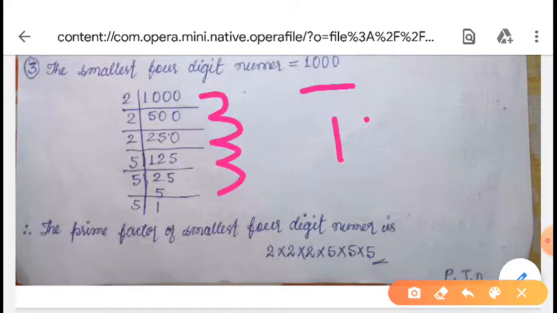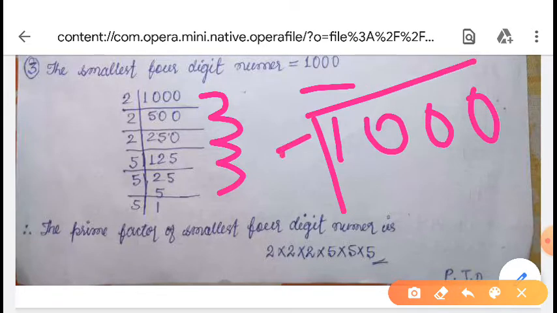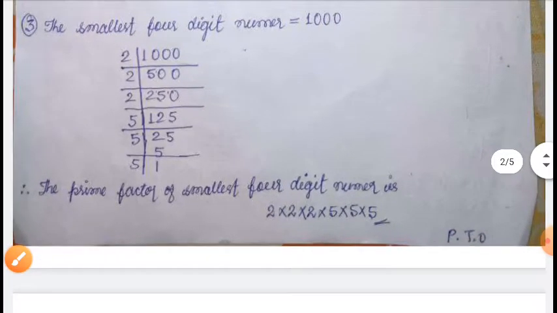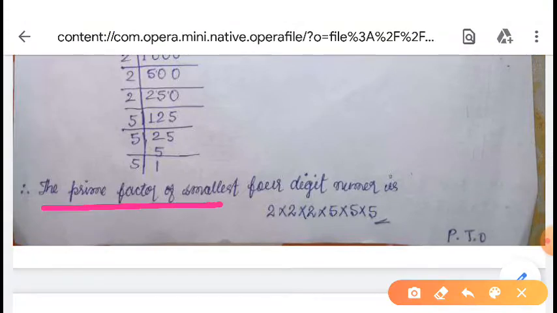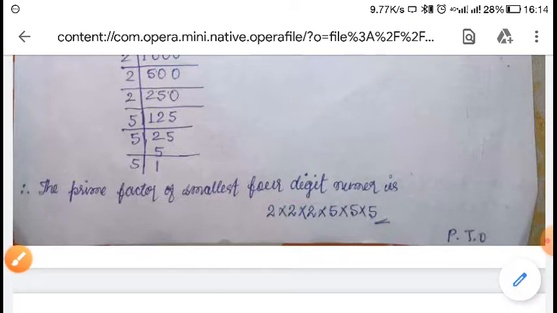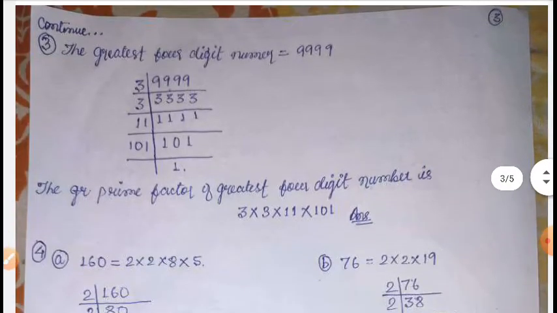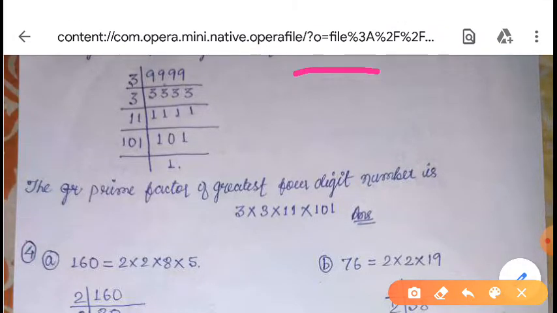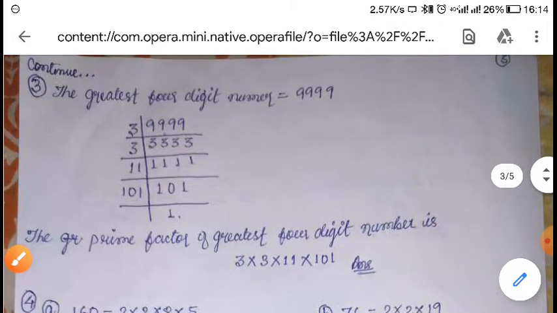Since it is a big number, we have to divide. After dividing you can do this. So the prime factorization of the smallest four digit number is 2 into 2 into 2, 5 into 5 into 5. Now in the second part, they have asked for the greatest four digit number. The greatest four digit number is 9999. After that, we have to find out the prime factorization.